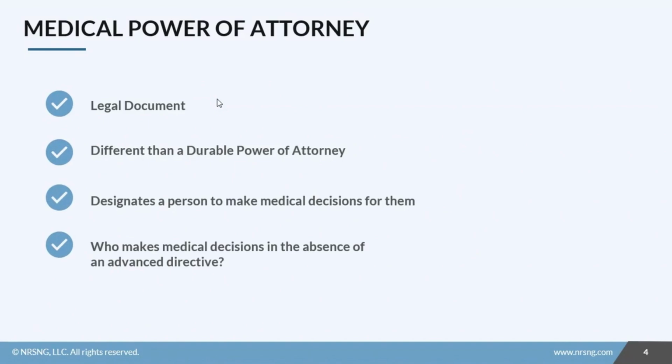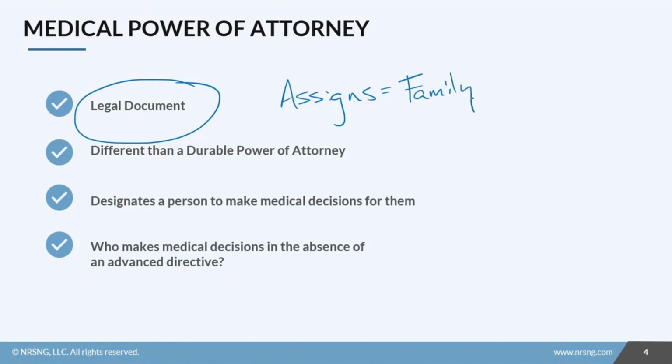Now let's talk about medical power of attorneys. So a medical power of attorney is a different type of legal document. But what it is, it assigns a person to make decisions for the patient. And usually it's a family member or someone that they trust. There are two different types of power of attorneys. One's a medical power of attorney and the other one's a durable power of attorney.